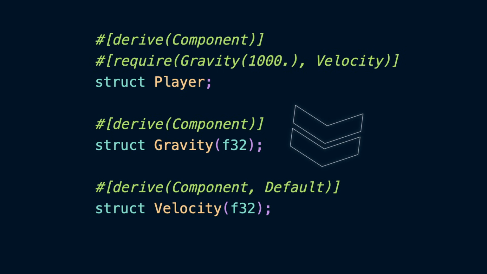We also get the option to set default values that will be used when inserting these extra components. One way is to derive a default implementation for the component, which is what we do for velocity. And the default implementation for an F32 is 0, so our velocity component will get a value of velocity 0 when the player causes it to be inserted.